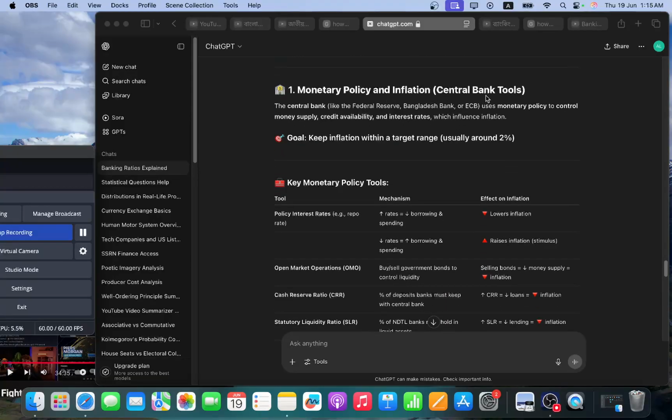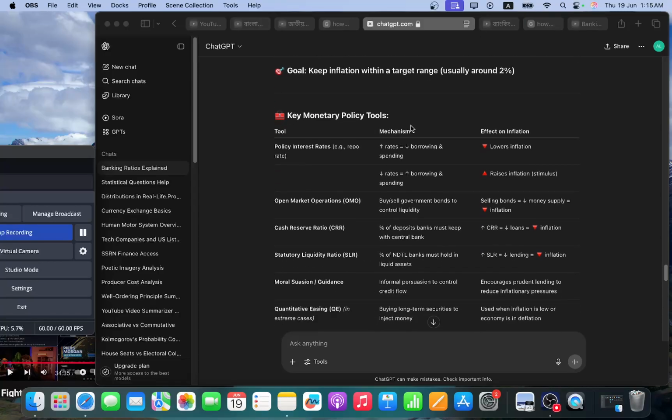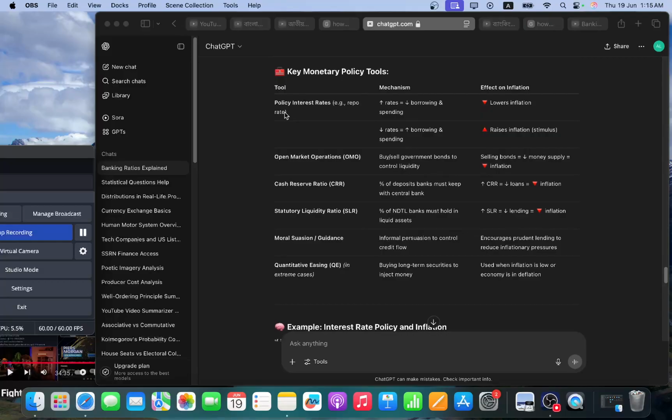Monetary policy and inflation, central bank tools. The central bank, like the Federal Reserve, Bangladesh Bank, or ECB, uses monetary policy to control money supply, credit availability, and interest rates, which influence inflation. Goal: keep inflation within a target range, usually around 2%. Key monetary tools: policy interest rates, repo rates.